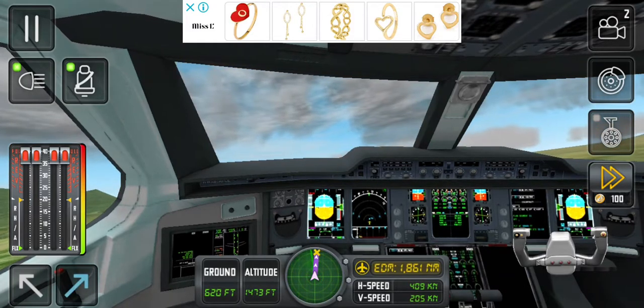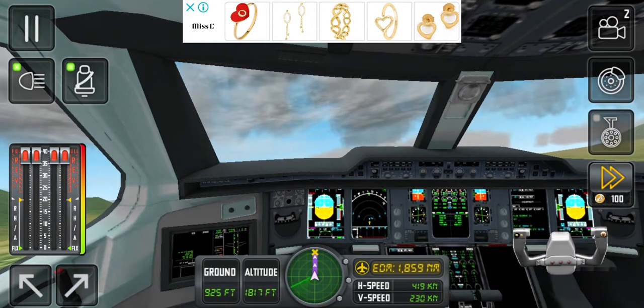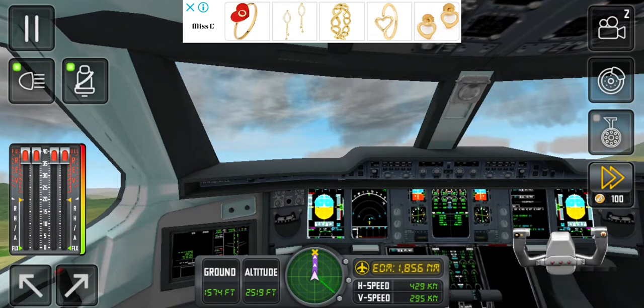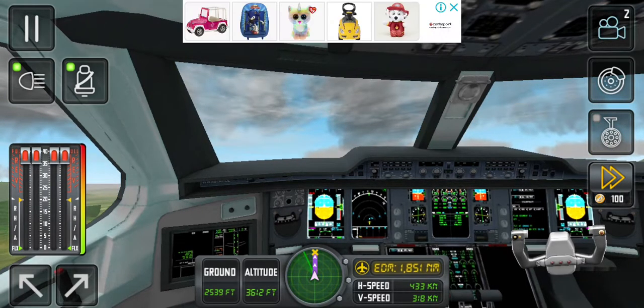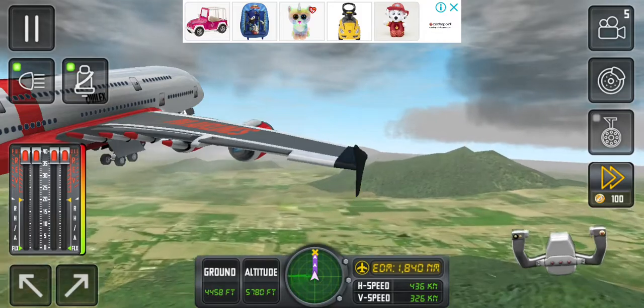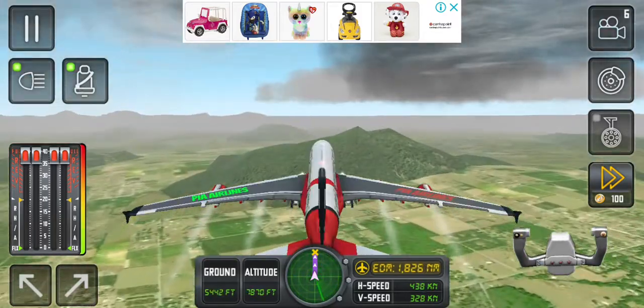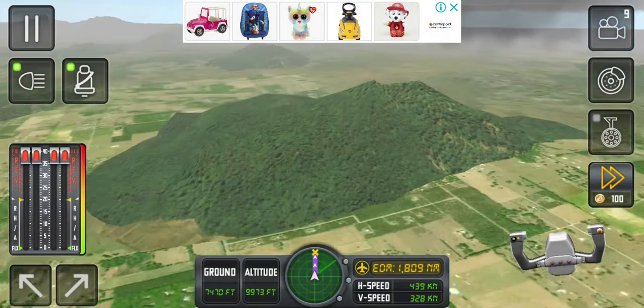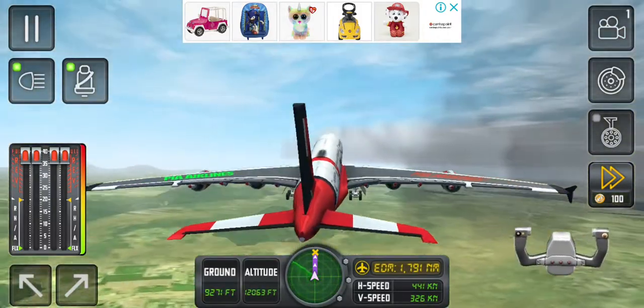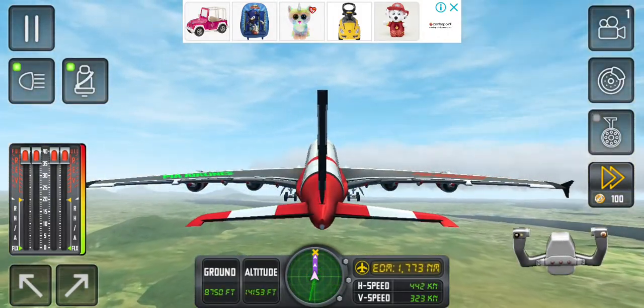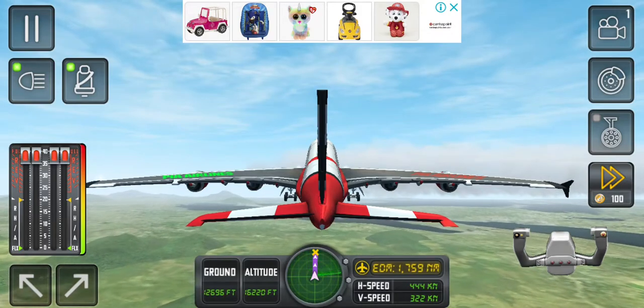Cruising altitude and we will wait for Tower to reply. Okay, so I think the weather is not good today, by the way, but we have to deal with what we have got.